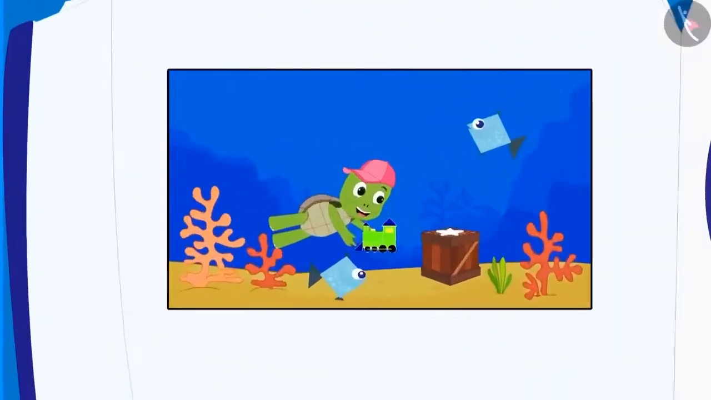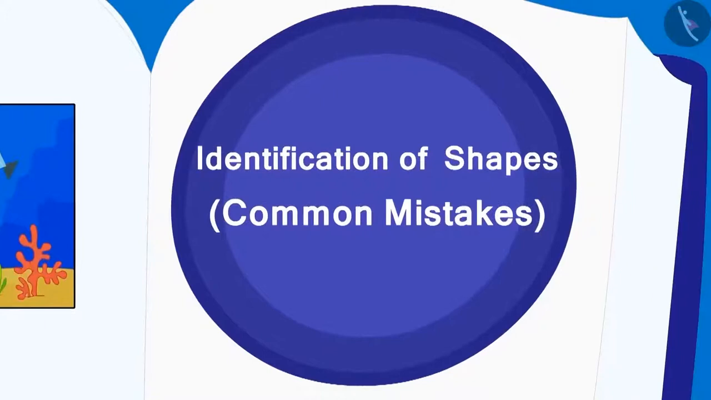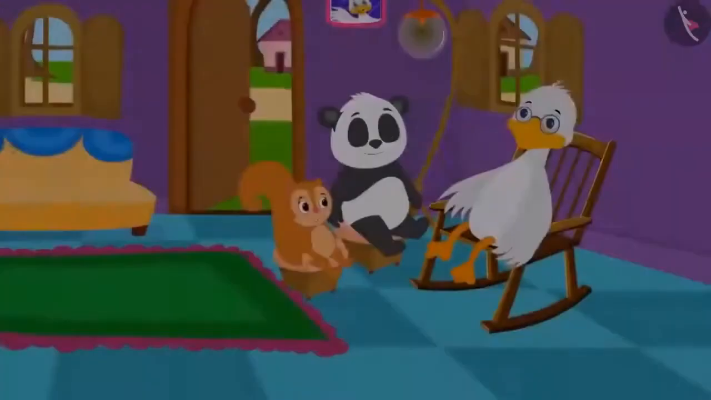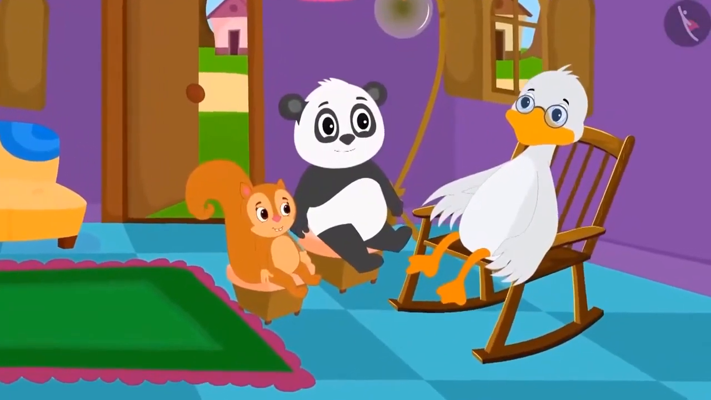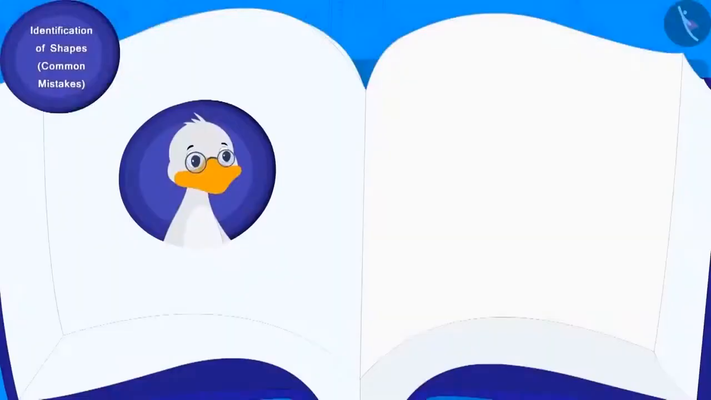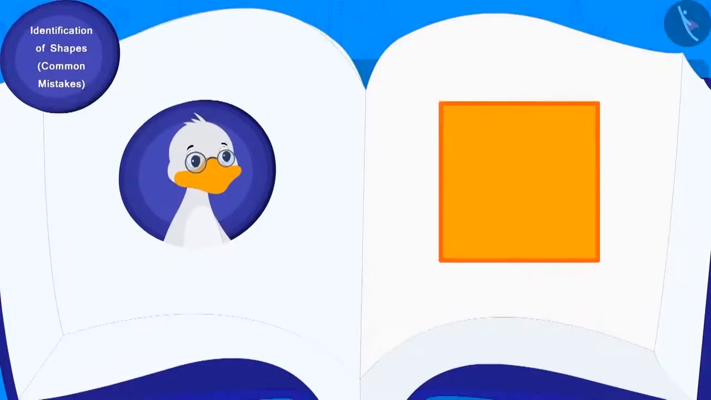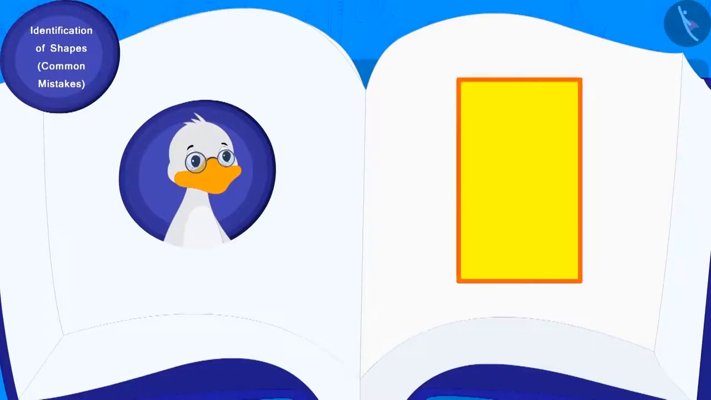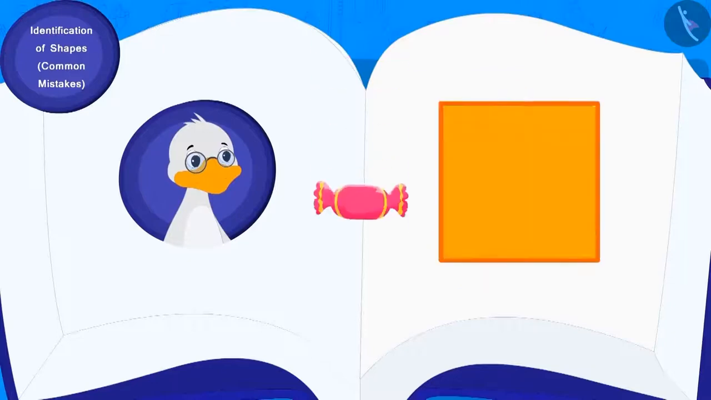We saw some interesting examples of identifying different shapes in the previous lesson. In this lesson, we will see some common mistakes related to it. Today at Chacha's house, Chanda and Golu are playing a unique game. Chacha will show them a shape and they will have to tell the name of that shape. Chacha will give a toffee to the one who recognizes the shape correctly.